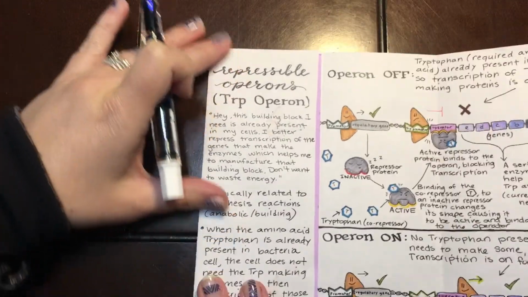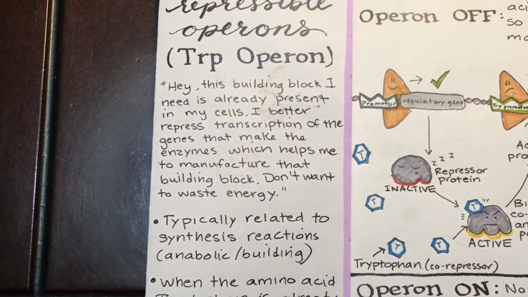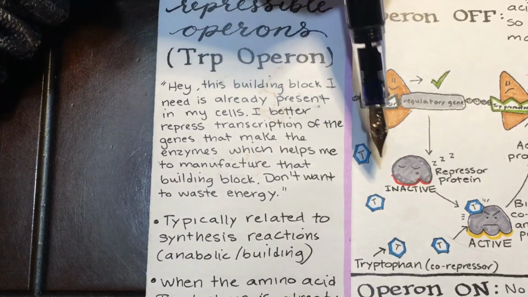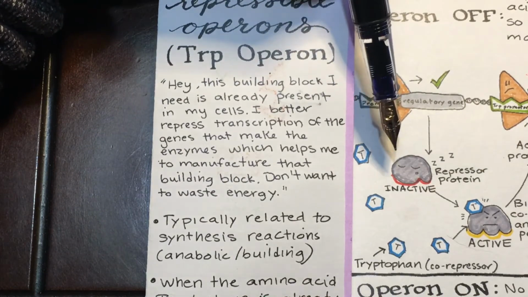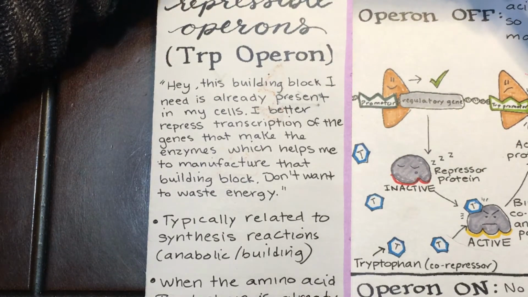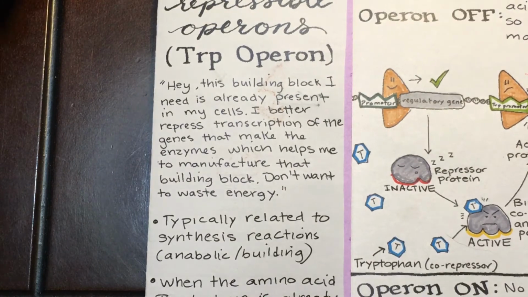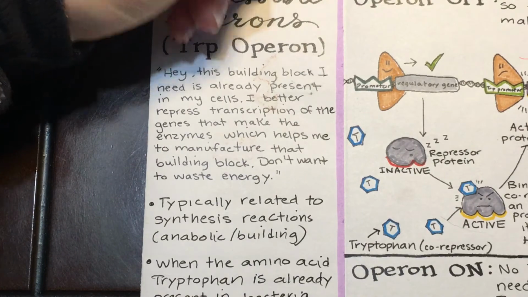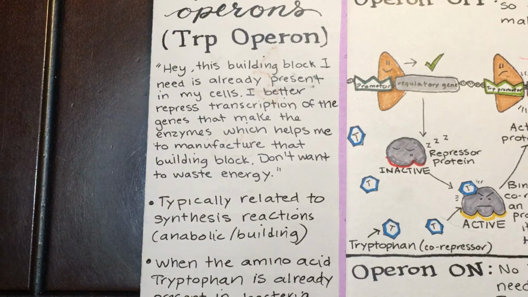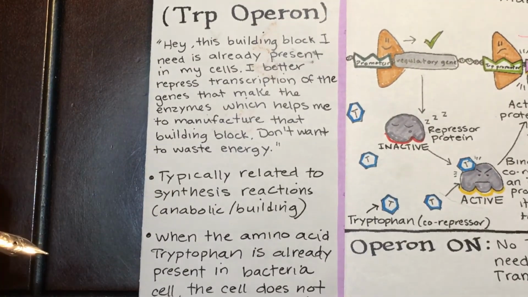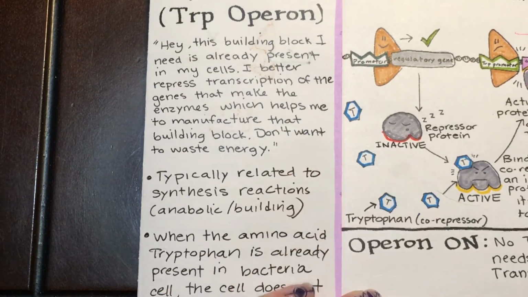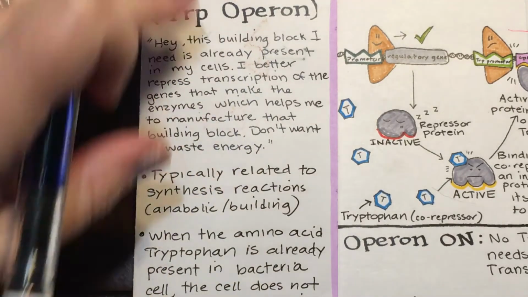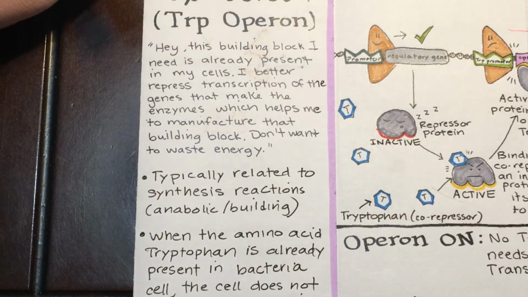So for a repressible operon, here's its statement. Hey, this building block I need is already present in my cells. I better repress transcription of the genes that make the enzymes which help to manufacture that building block. I don't want to waste energy. So repressible operons are usually ones for synthesis reactions, anabolic or building reactions. Remember that amino acids are used to build proteins, so we definitely need this building block to further other things. So we have to build it if we don't have it.